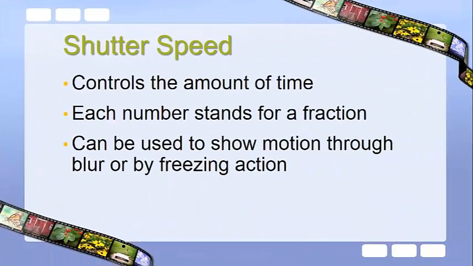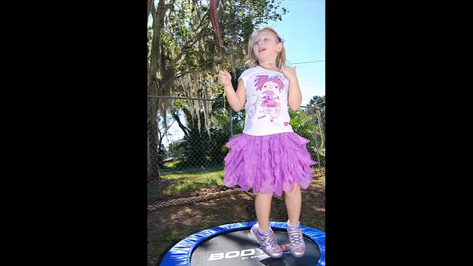Shutter speed is good for a lot more than just controlling exposure. It can also be used to show movement in a photograph by using quick shutter speeds to stop the action or slower shutter speeds to drag out the action and create a blur in your photograph.